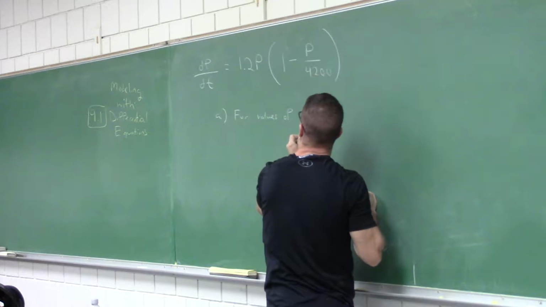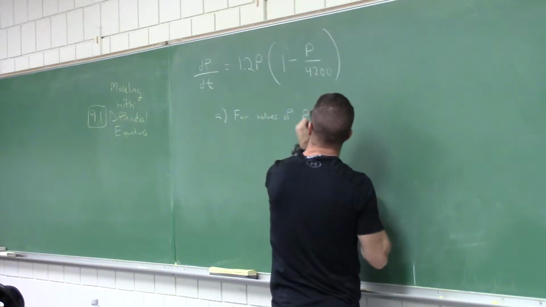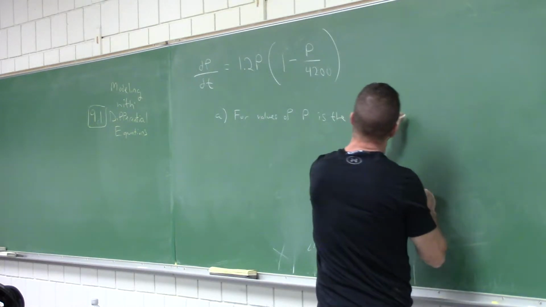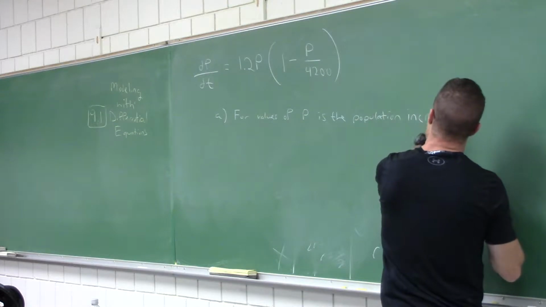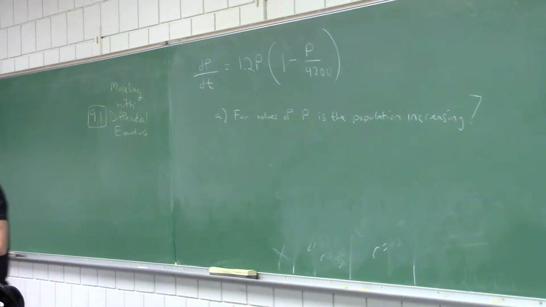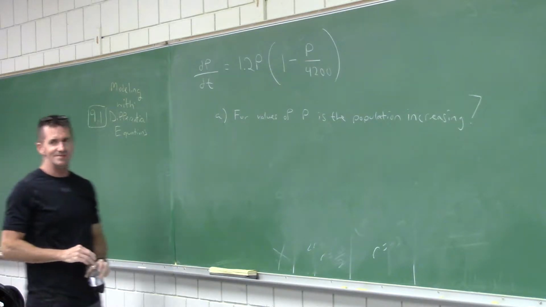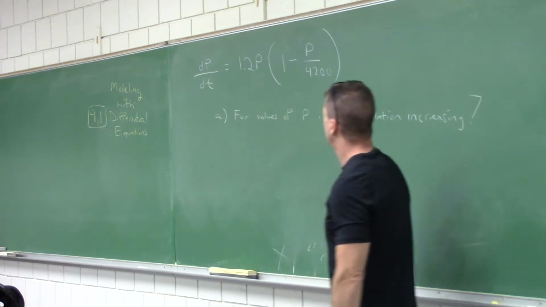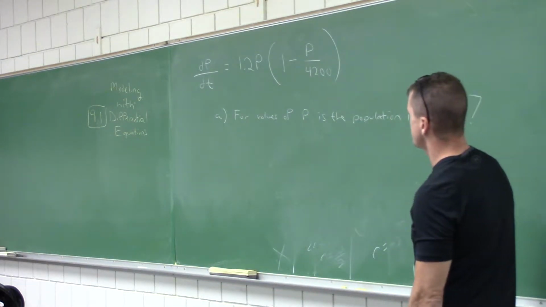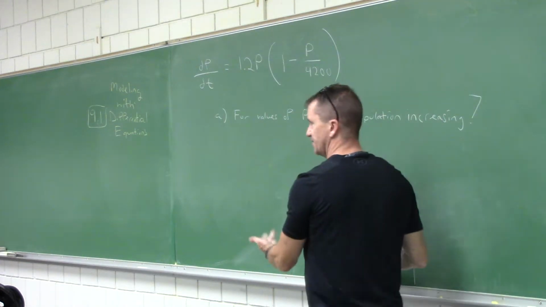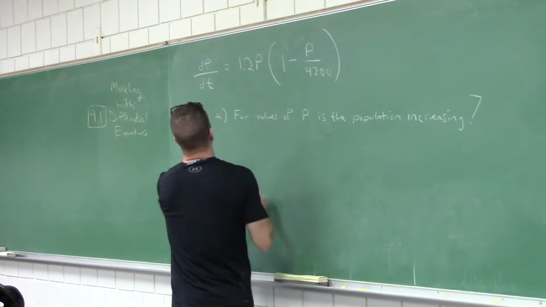For what values of p is the population increasing? How would you approach that? That's why I wanted to work with this problem with you today. I wanted to work it with you because you understand taking derivatives and stuff, but this problem is just like, what are we going to look at?